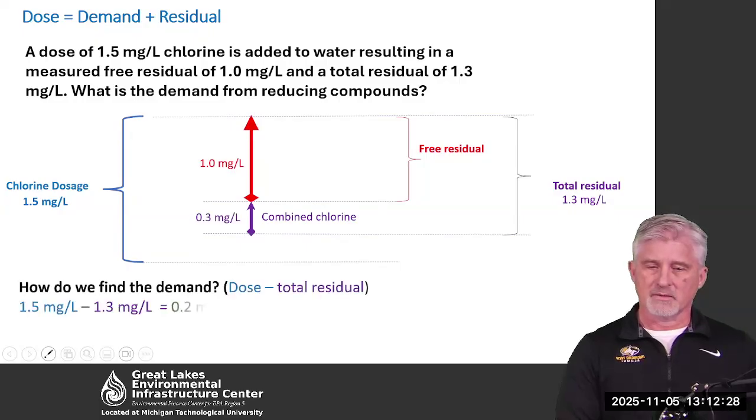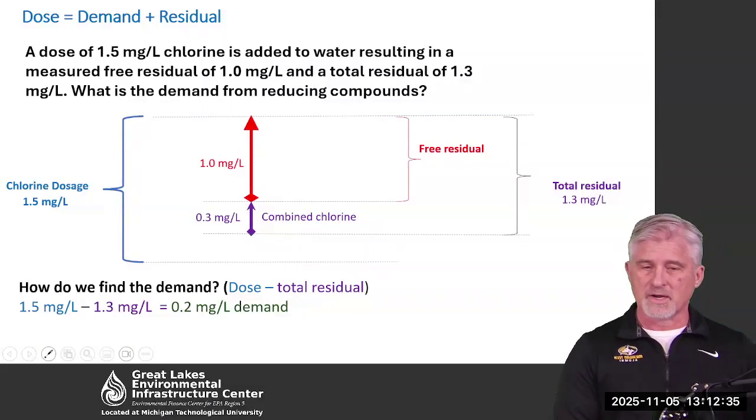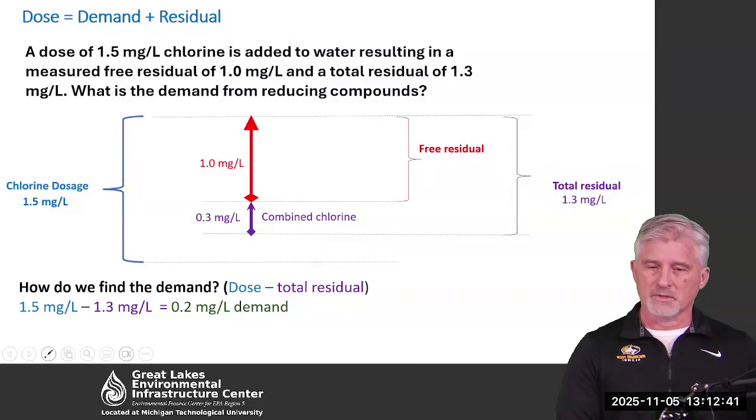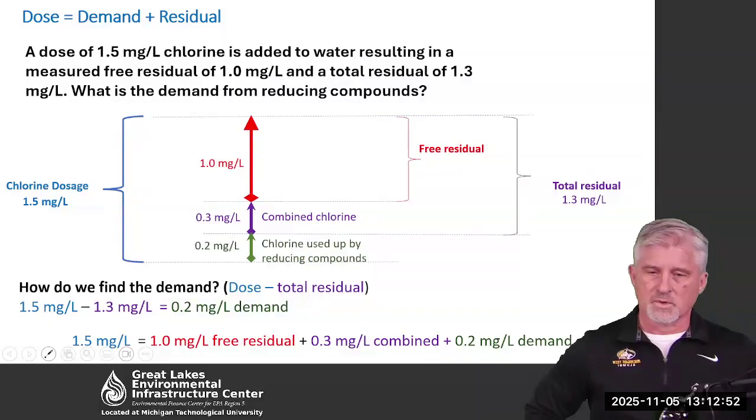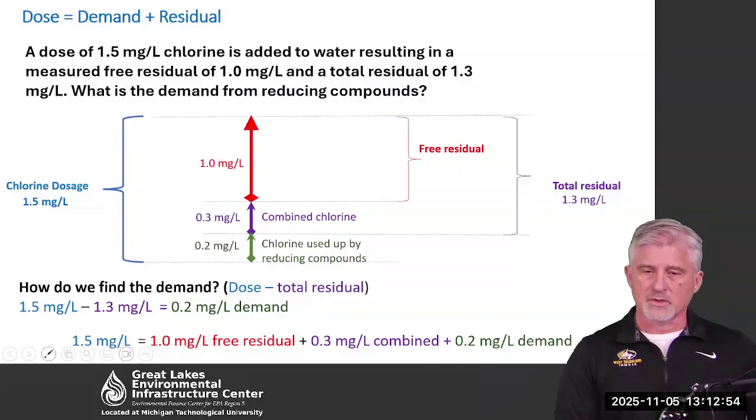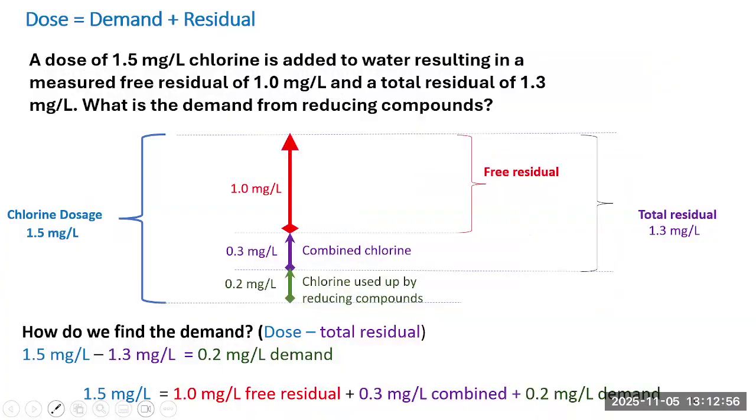So how do we find that? If we take the 1.5 from what we dosed and we subtract out the total residual, which is the sum of the free and the combined, that'll tell us what our demand was. So in this case, it's 0.2 parts per million. So our chlorine dosage is equal to our free residual plus our combined residual plus our demand.